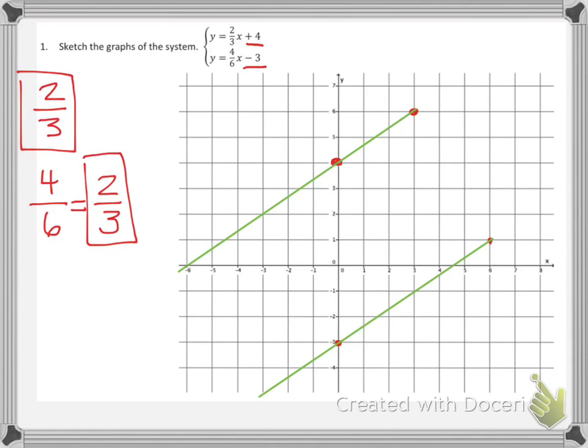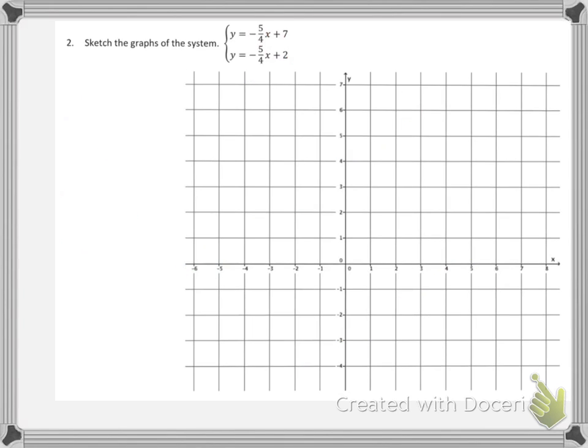And if my slopes are exactly the same, but I have a different y-intercept, that means I have parallel lines. So this different y-intercept with the same slope tells me I have parallel lines, and there are no points that will satisfy both equations because they never cross. There's no intersection.